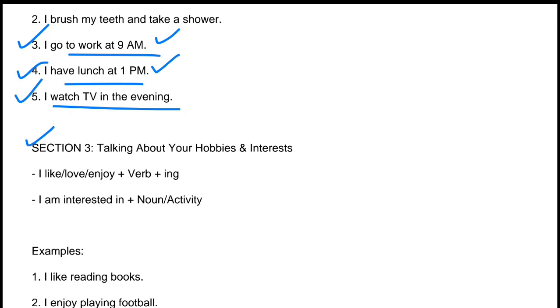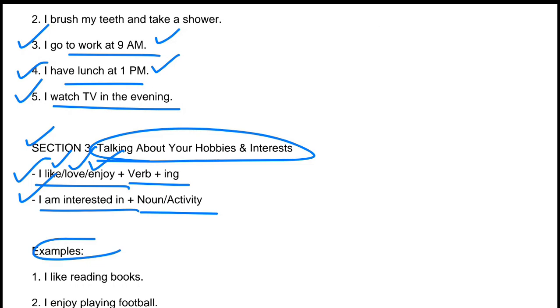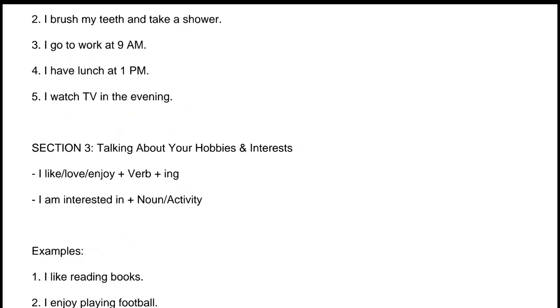Okay. In section third you are supposed to talk about your hobbies and interests. For example, you will say, I love reading books. Or simply you can say, I like reading books. I enjoy reading books. You can say anything. You can say, I'm interested in writing. I'm interested in speaking the English language. I'm interested in teaching. I'm interested in learning. Examples are also given here. I love reading books. I enjoy playing football.